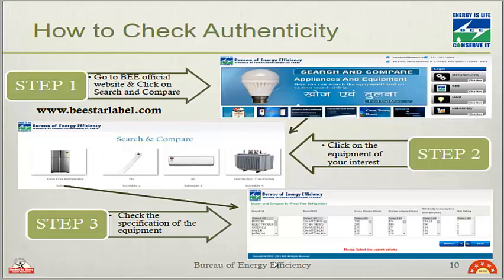Sometimes you may need to check the authenticity of the equipment when you buy some appliance for your home. So this is the website. Actually, this is taken from the website. Step 1, go to the BEE official website and click on search and compare. Then from search and compare you can select the equipment you are interested in. This is step 2, whether it's a refrigerator, CFL, air conditioner, distribution transformer, or anything which you need to compare and for which you need to understand the different specifications. Check the specification of the equipment.